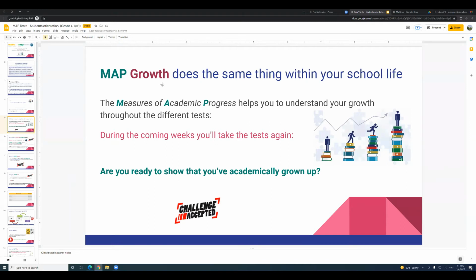So are you ready? This is a challenge. You can see the challenge at the bottom. Are you going to accept the challenge as students, as parents, to support your sons and daughters to really do well, to get that accurate picture of where they are in the international educational market?